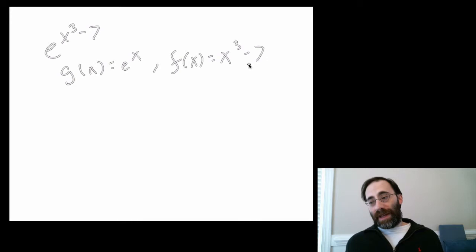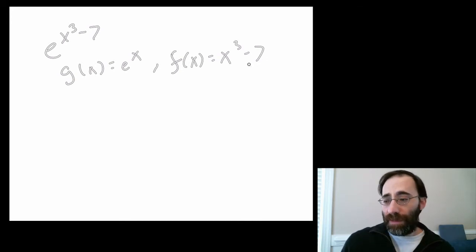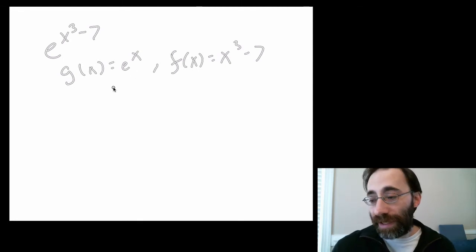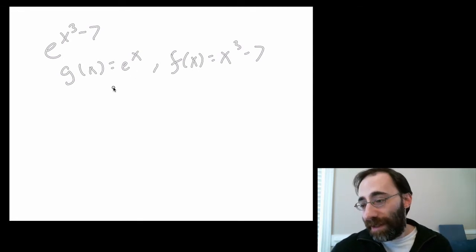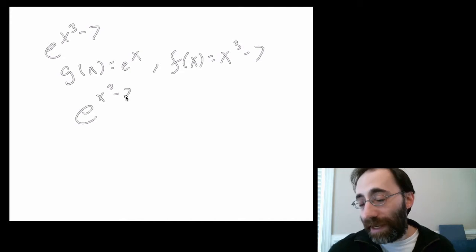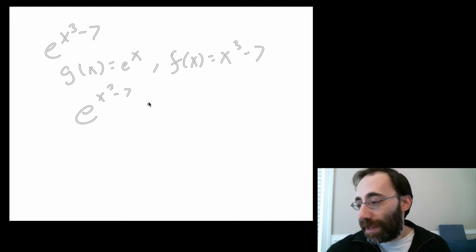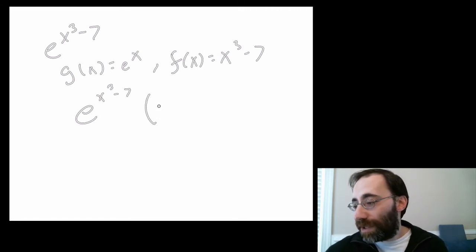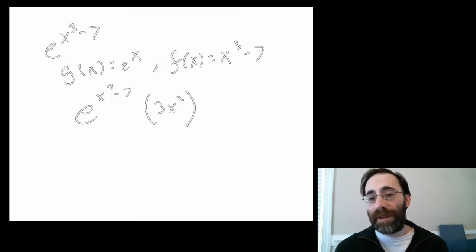We can go through and do that again, and you can do this at home. I'm not going to do the chain rule again here, but what you get, because the derivative of e to the x is e to the x again, in the exact same manner we did it before, you're going to get e to the x to the third minus 7 times the derivative of f of x, so f prime, which is going to be 3x squared.